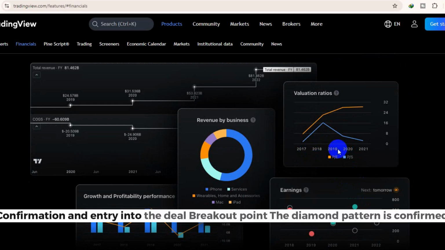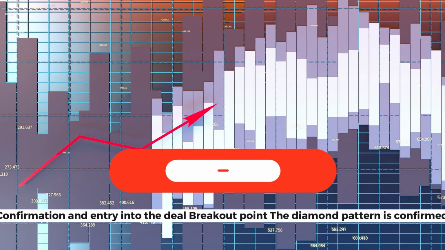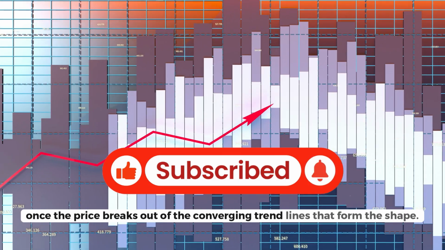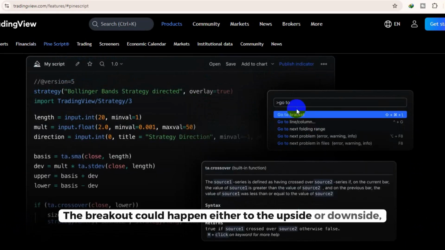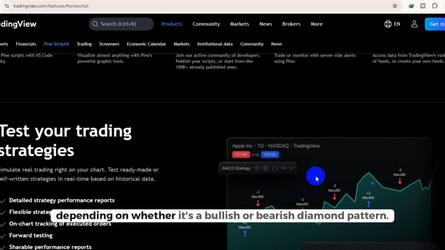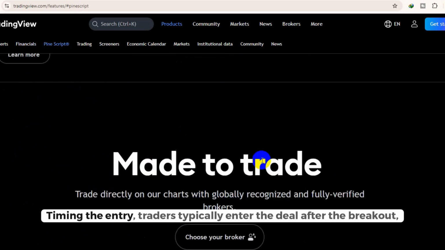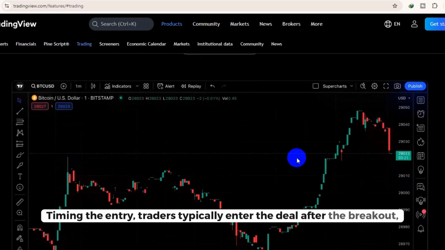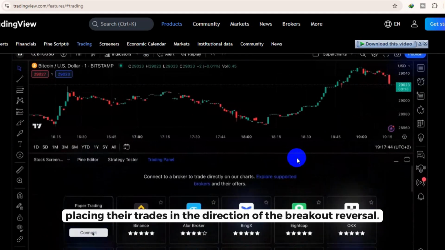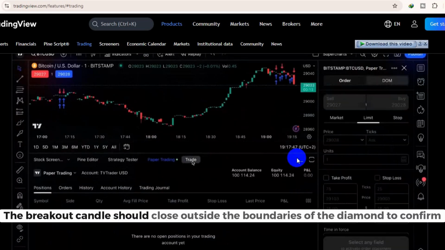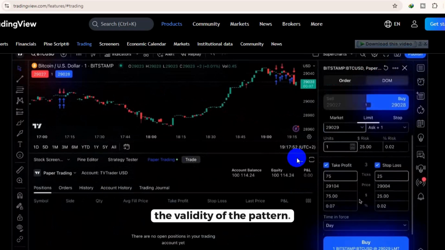Confirmation and entry into the deal. Breakout point: the diamond pattern is confirmed once the price breaks out of the converging trend lines that form the shape. The breakout could happen either to the upside or downside, depending on whether it's a bullish or bearish diamond pattern. Timing the entry: traders typically enter the deal after the breakout, placing their trades in the direction of the breakout reversal. The breakout candle should close outside the boundaries of the diamond to confirm the validity of the pattern.